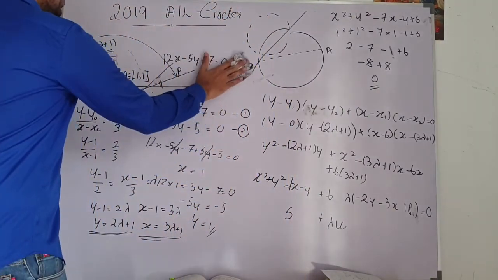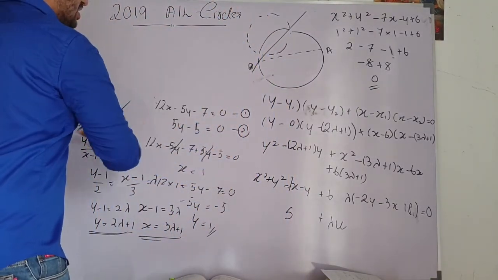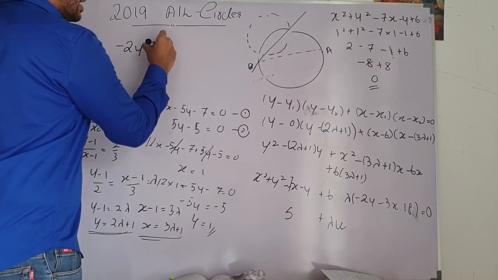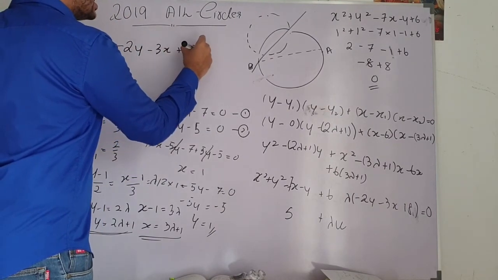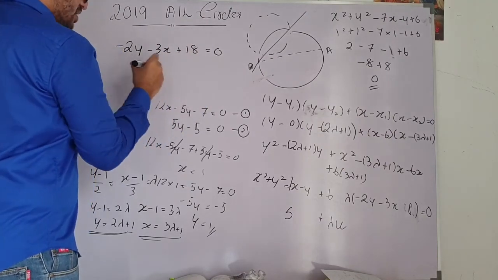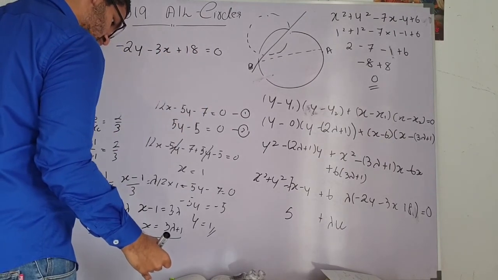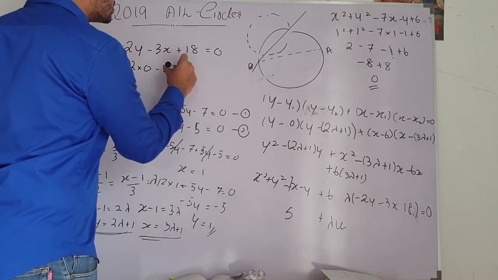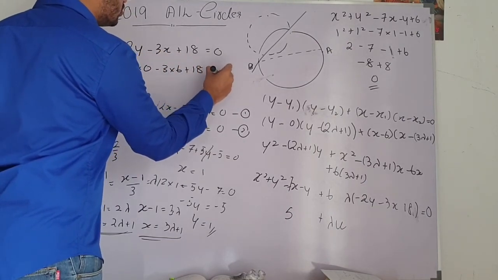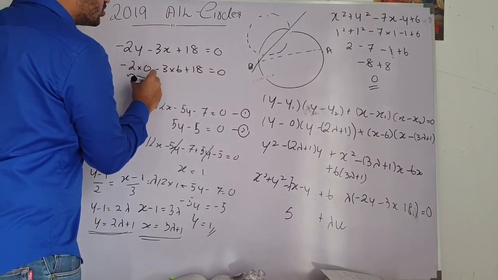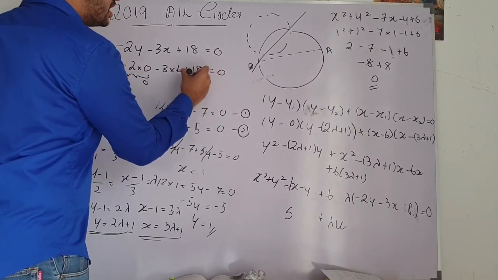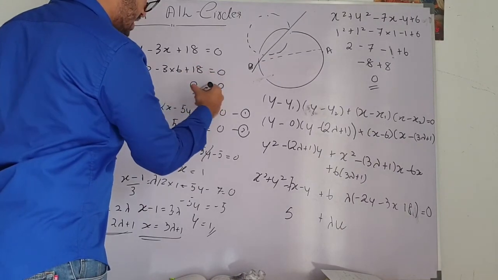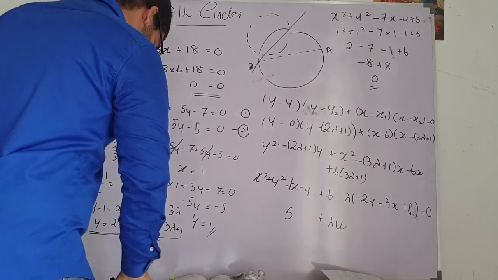So therefore let's calculate it here. Minus 2y minus 3x plus 18 is equal to 0. When x is equal to 6, this is going to be minus 2 into 0 minus 3 into 6 plus 18, which is going to be equal to 0. You can see that this will be equal to 0. This is minus 18 and positive 18. Positive 18 minus 18, when we add them, you will get 0. So therefore you also got that answer there.